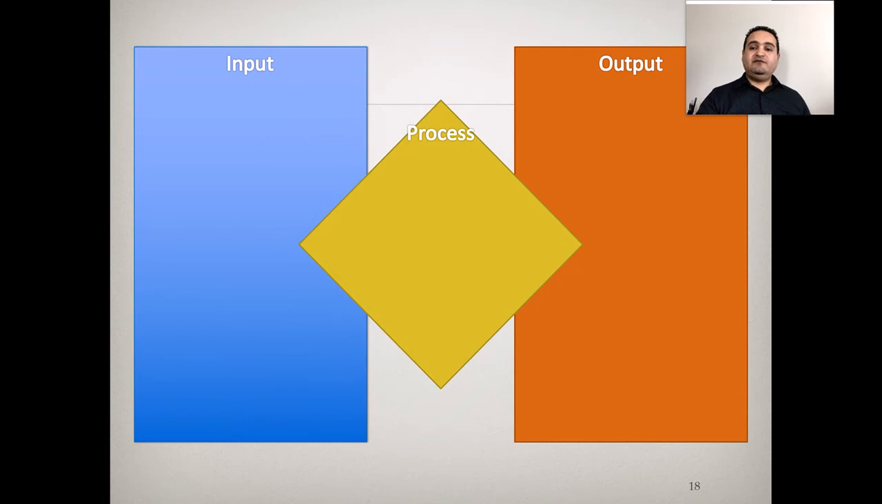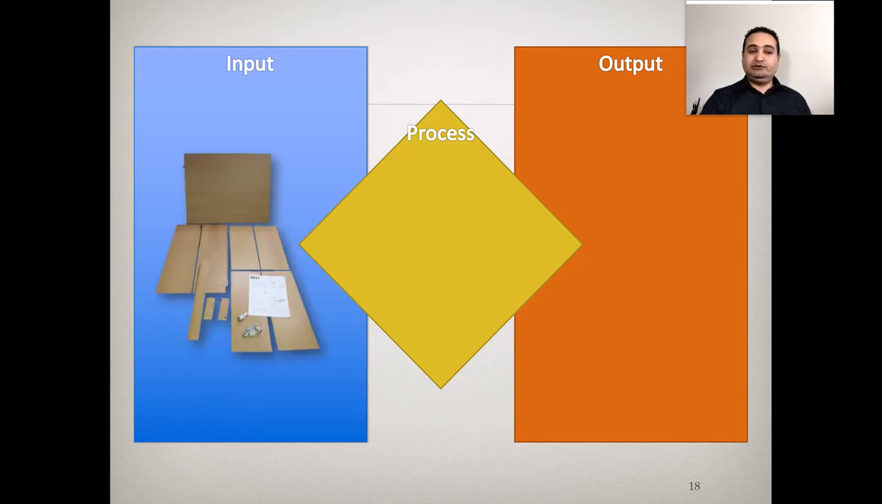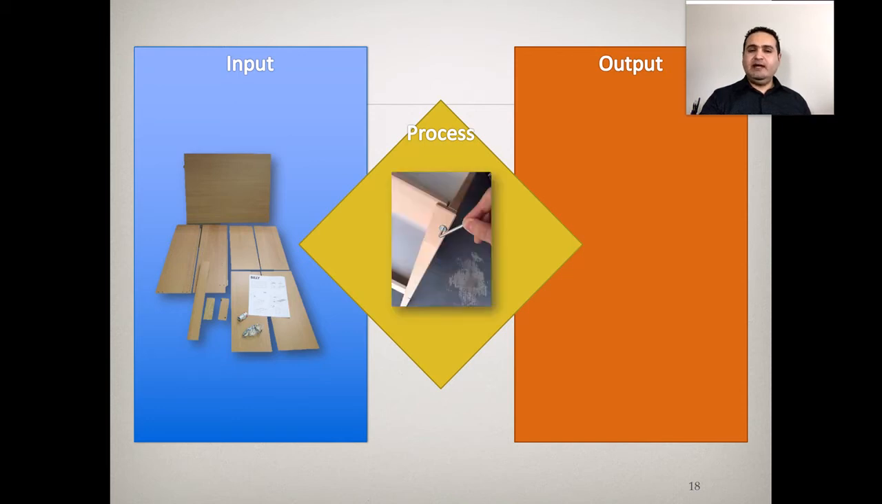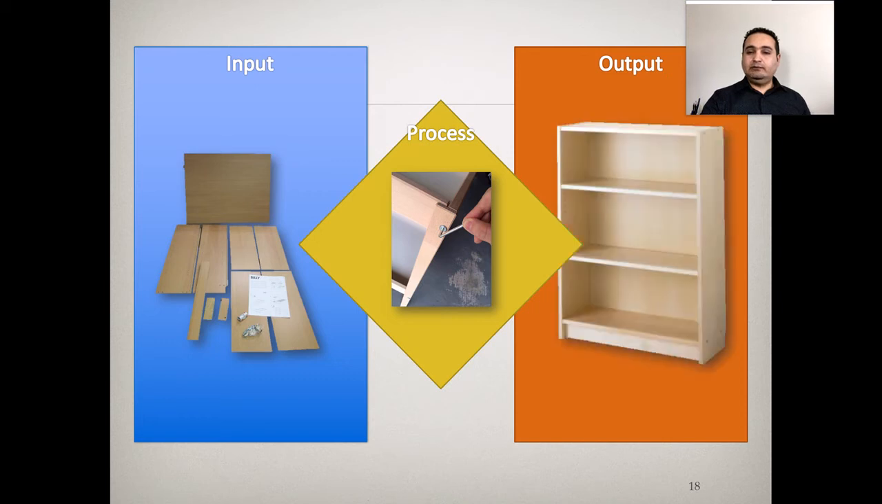What if you bought a bookshelf online from Amazon or Walmart, and you receive it in pieces? How would you assemble it and make it ready? We need to go through the input. The input for the bookshelf will be the tools and the different pieces of that bookshelf. The process is to assemble those pieces, and the output will be a ready-to-use bookshelf.